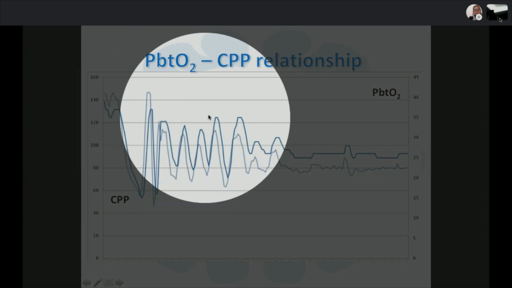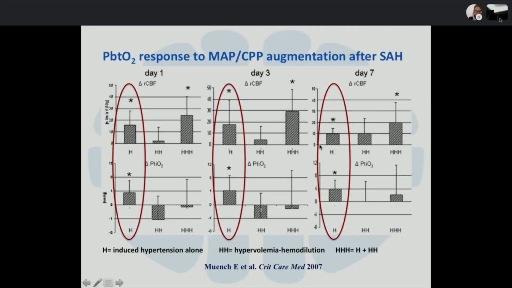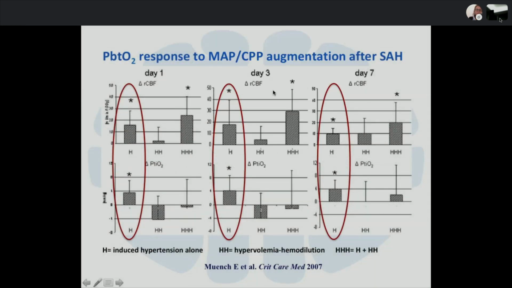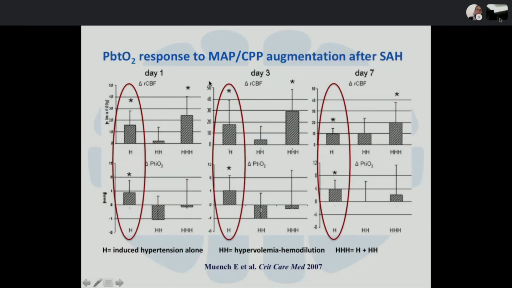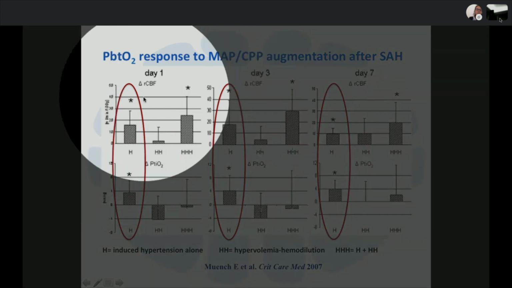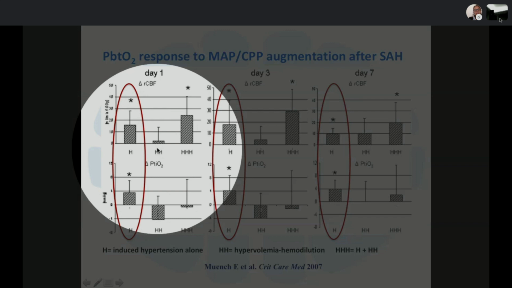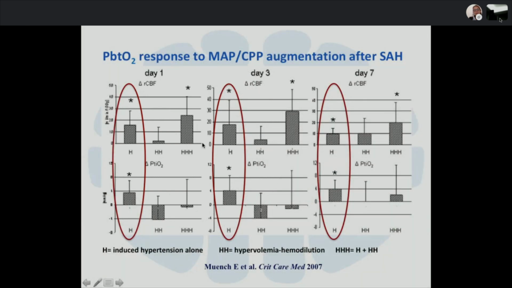Again, this is an example. Basically, CPP and PbO2 often go together. And it's exactly what is expressed in this paper, which is the very famous paper by Muench et al., where patients with vasospasm after subarachnoid hemorrhage are treated with just hypertension, with hypervolemia and hemodilution, or with hypertension plus hypervolemia and hemodilution.